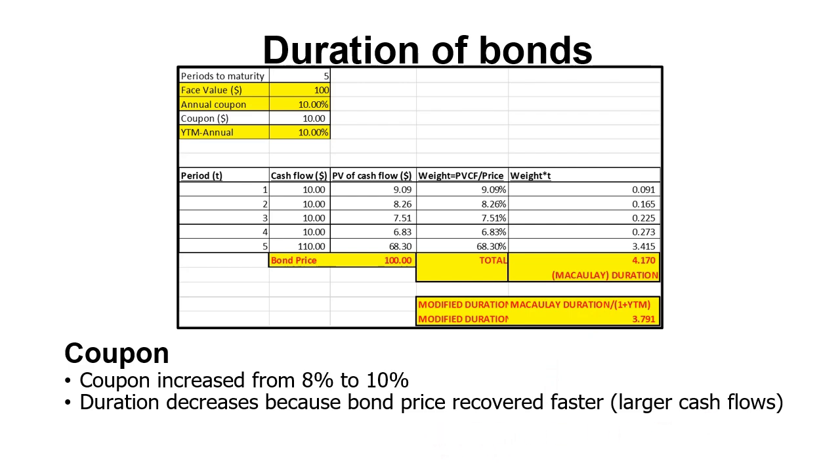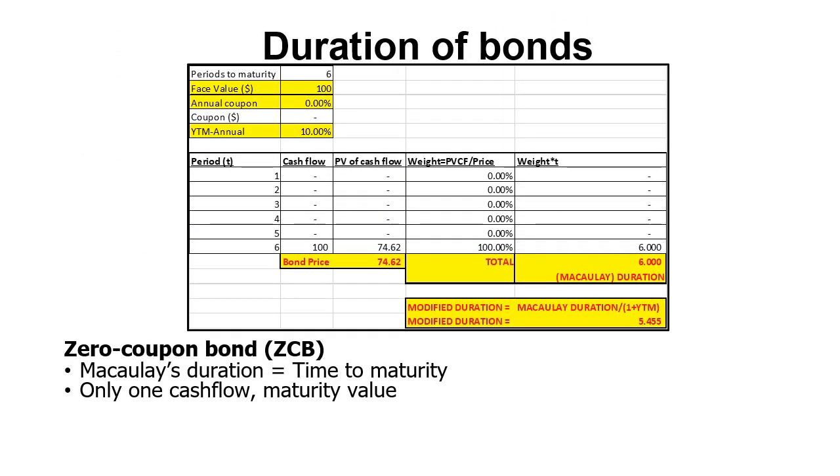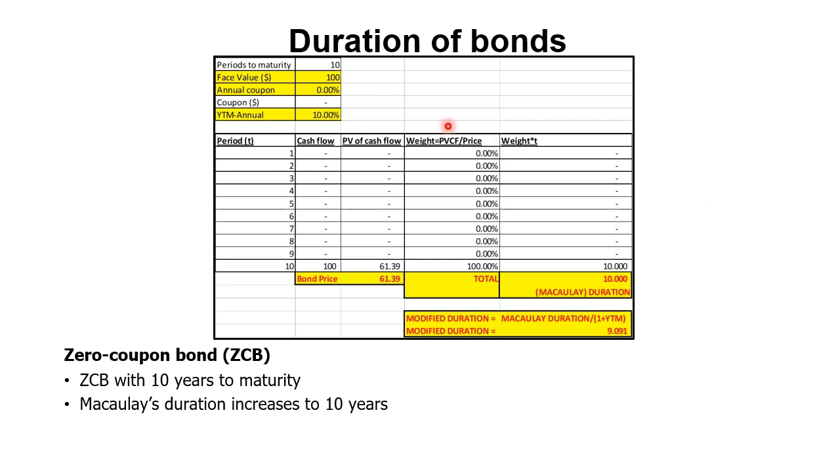And what happens if there are no coupons at all? That is, it is a zero coupon bond. As we can see, the Macaulay's duration is the same as the time to maturity because there is only one cash flow which receives 100% weighting, which is the maturity value at the end of the bond's life, that is in the 6th year in this particular case. For a zero coupon bond with a different maturity, say 10 years, all else remaining the same as the above zero coupon bond, we can see that the Macaulay's duration increases to 10 years.